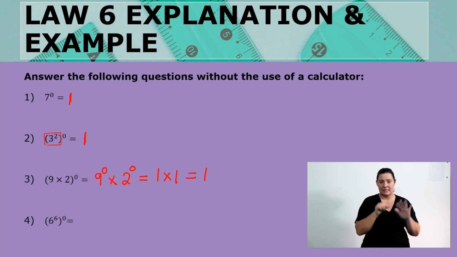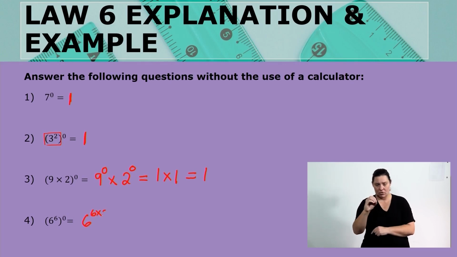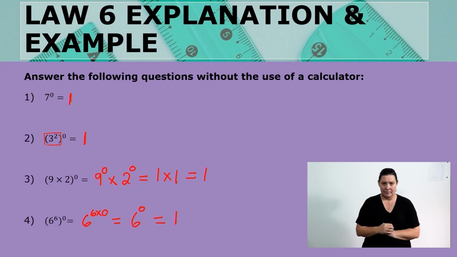So we have there 6 to the exponent 6, and it is all raised to exponent 0. So remember, we can still apply our laws to say we are going to multiply the exponents since a power is raised to an exponent 0. Anything multiplied by 0 is 0, and any number to the exponent 0 is going to give us an answer of 1.